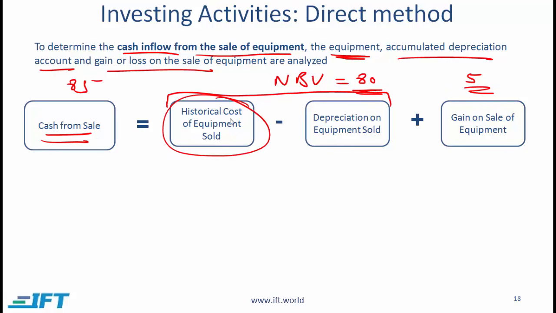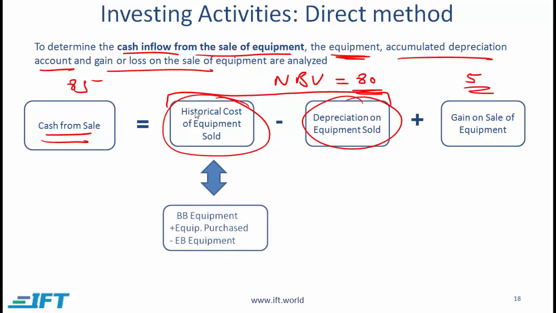But these numbers, however, are not so easy to come up with. They are not given to you. They have to be computed using the financial statements. So let's see how we compute these numbers. The historical cost of equipment sold is equal to the beginning balance of equipment. So this would be the gross amount for equipment.